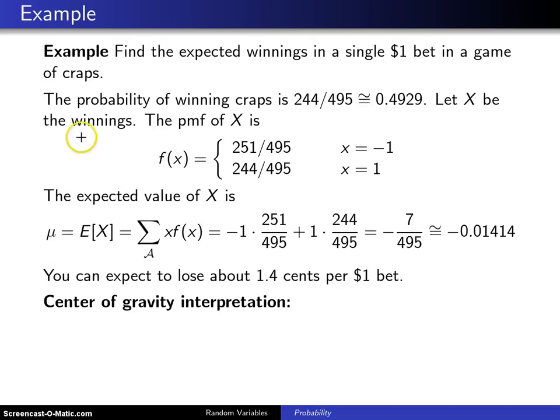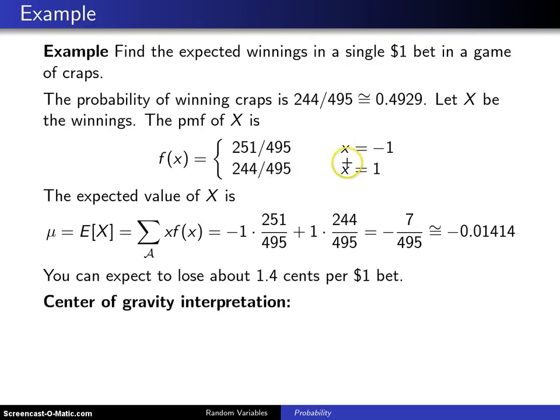Let x be the winnings. The probability mass function of x is, and let's look at these two different scenarios. We'll start out with x equals 1 here. So the way this one works is you place your bet of $1, and if you win at the game of craps, they will give you your bet, the $1 back, and they'll give you another dollar back, which means that your winnings is 1. And that occurs with probability 244 over 495.